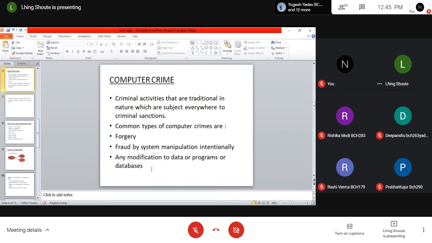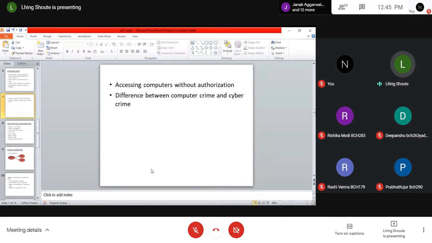Let's look at the common types of computer crimes. Like forgery, and fraud as well: fraud by system manipulation, intentional modification of data, programs or databases, and accessing computers without authorization. Since we have already discussed the difference between cybercrime and computer crime, one basic difference is that computer crime happens in physical space, with or without a network. Network doesn't necessarily mean the internet. There can be a network between just two computers, or millions of computers.